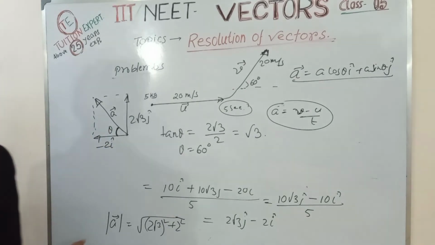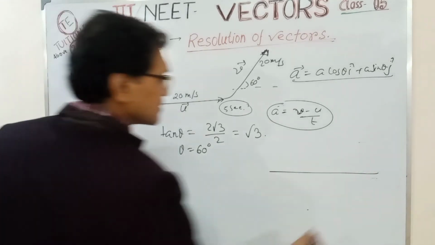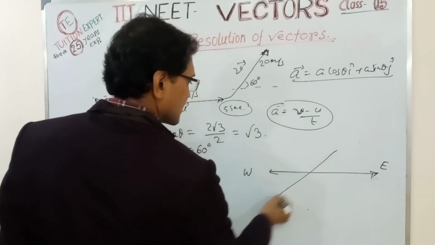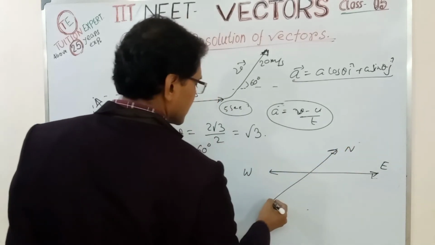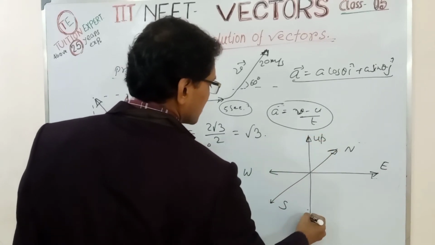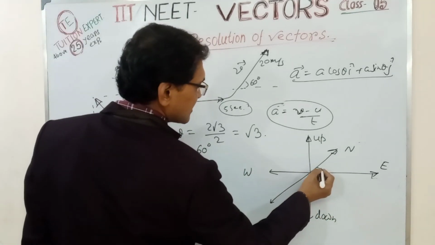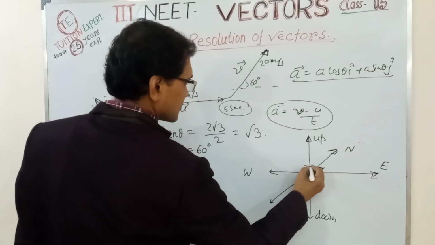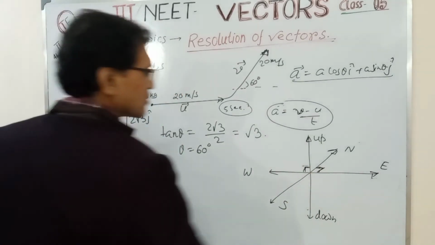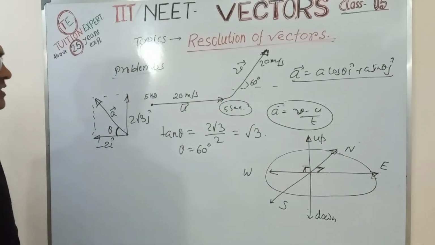Now in terms of direction, there are six directions: east, west, north, south, and up and down. The angle between north and east is 90 degrees. East, west, north and south lie along a plane, and up and down is normal to this plane.